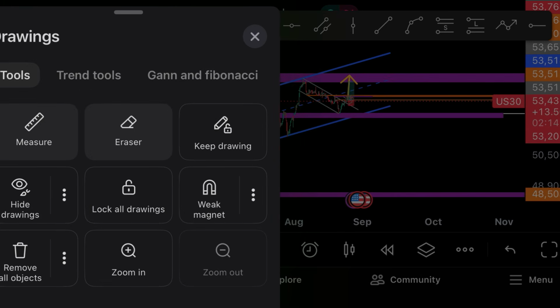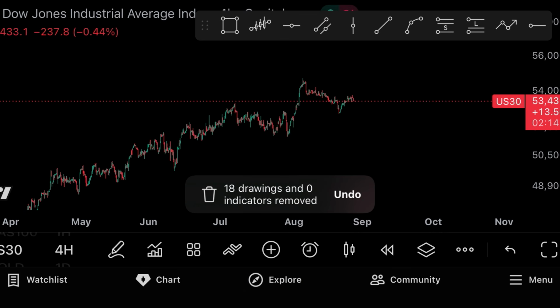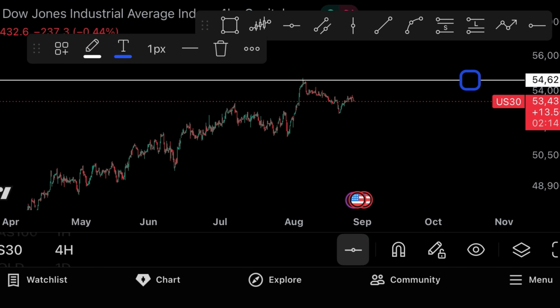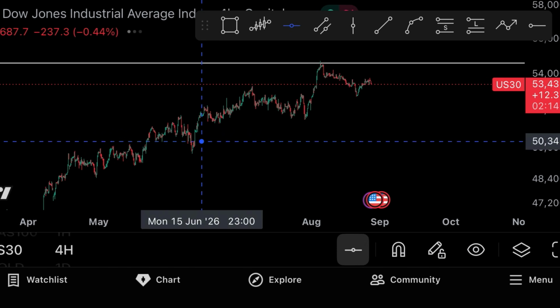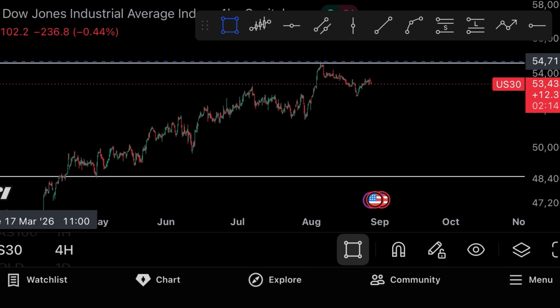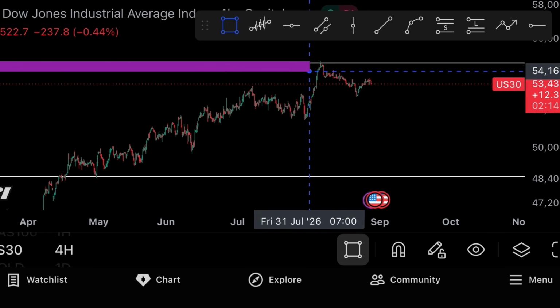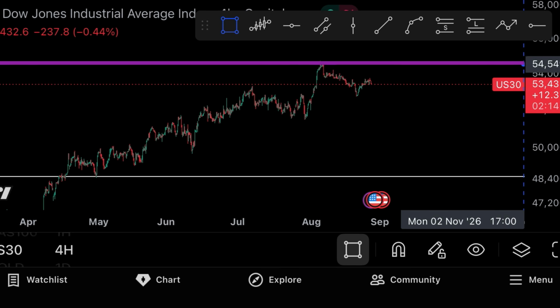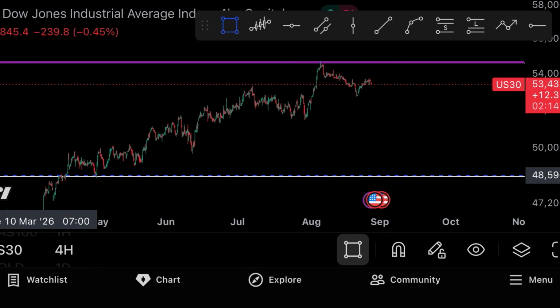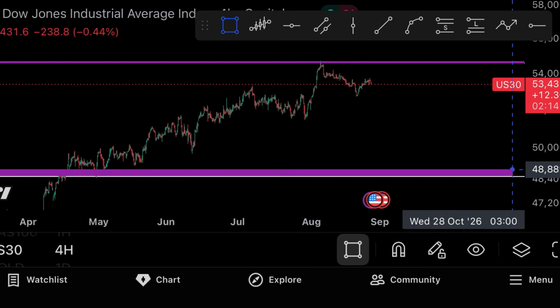So let's just delete everything and reanalyze. It's good to refresh your analysis, guys. Don't get too used to it because sometimes it will bore you, and sometimes you do have to analyze, you understand? So draw your supply and then draw your demand just like so.